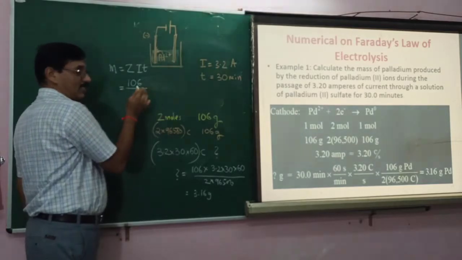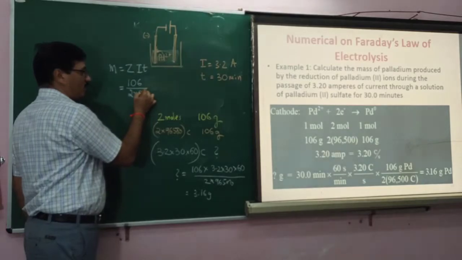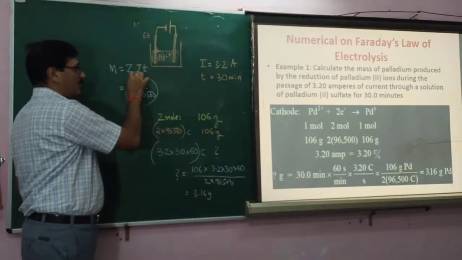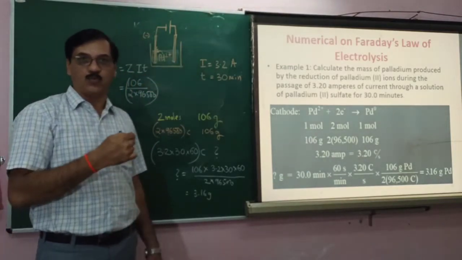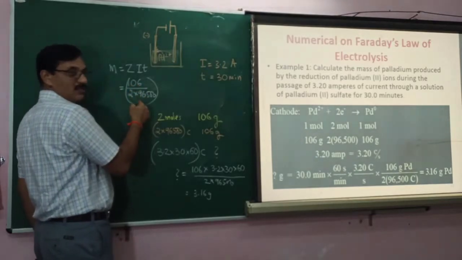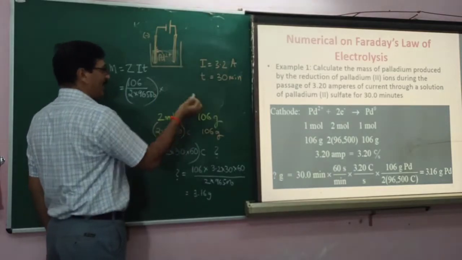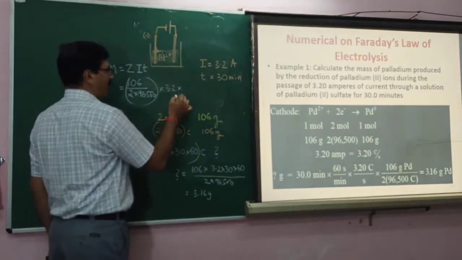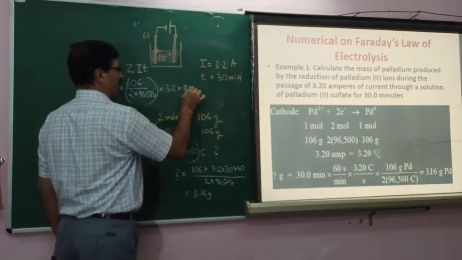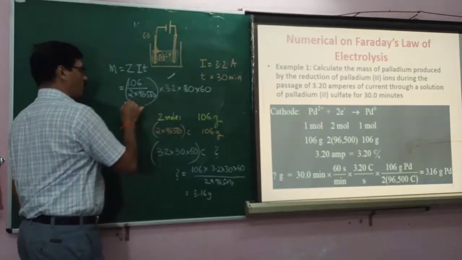Since palladium contains a 2 plus charge, therefore 2, and you want it in coulombs, therefore 96,500. So this is the Z value. So the Z value will give you per coulomb what is the charge, so equivalent weight per charge, per 1 electron. Then into I, which is 3.2 amperes, and time is 30 into 60, because 30 minutes in seconds is 30 into 60. So this will give you the answer.